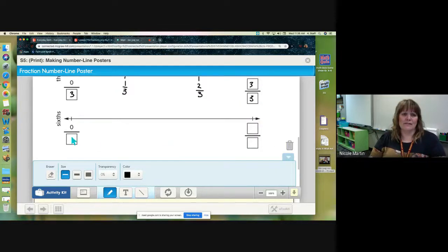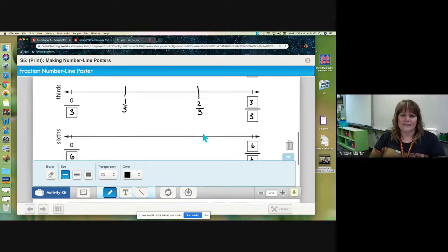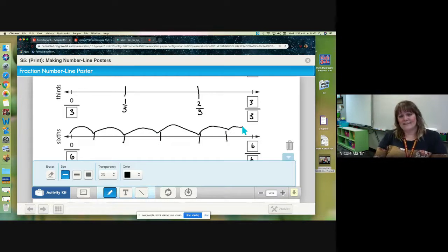We have 0/6 here, so that means we would have 6/6 there. So we need to divide these lines into sixths. So I'll divide that one into half, and that one into half, and that one into half. So now we have 6 parts. 1, 2, 3, 4, 5, and 6. Hopefully they're all about equal. So go ahead and fill in your sixths.